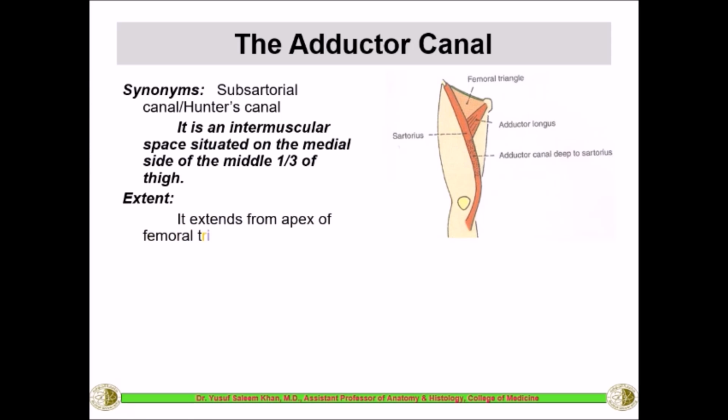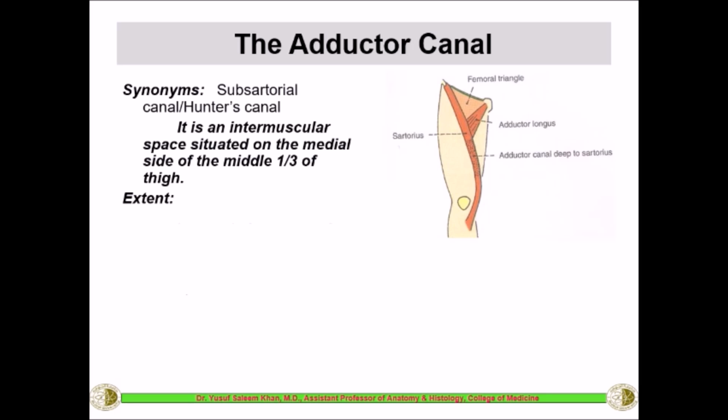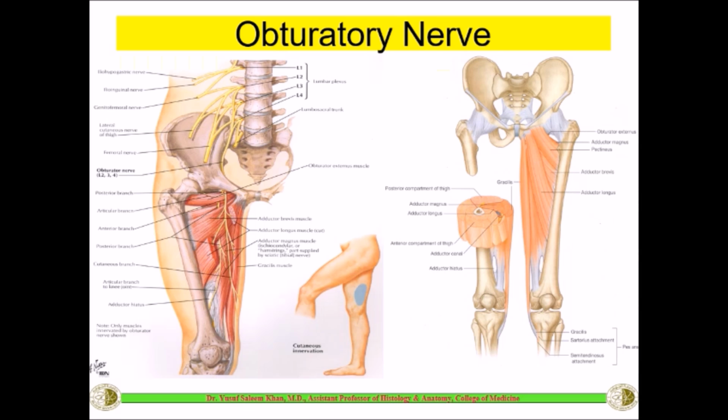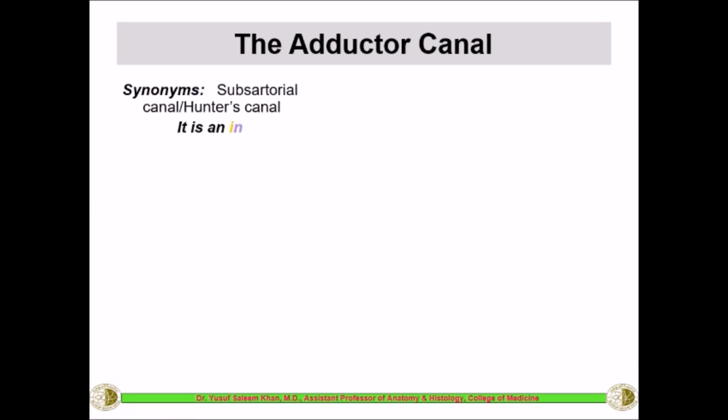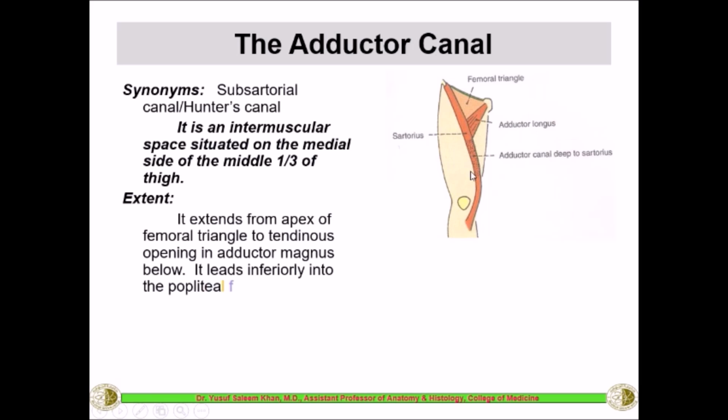The extent of this adductor canal, as I said, is from the apex of the femoral triangle to a tendinous opening in the adductor magnus. In the adductor magnus, if you have observed before, there is a large opening here. This is called the adductor hiatus, and this is the opening of the adductor canal into the popliteal fossa. So it begins from the apex of the femoral triangle and opens into the popliteal fossa through the adductor hiatus.